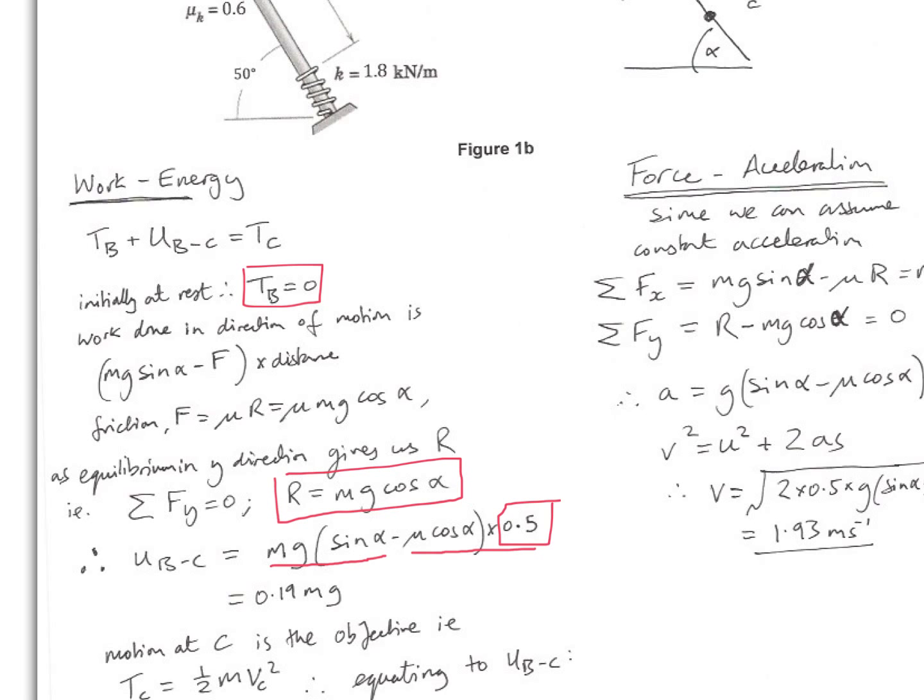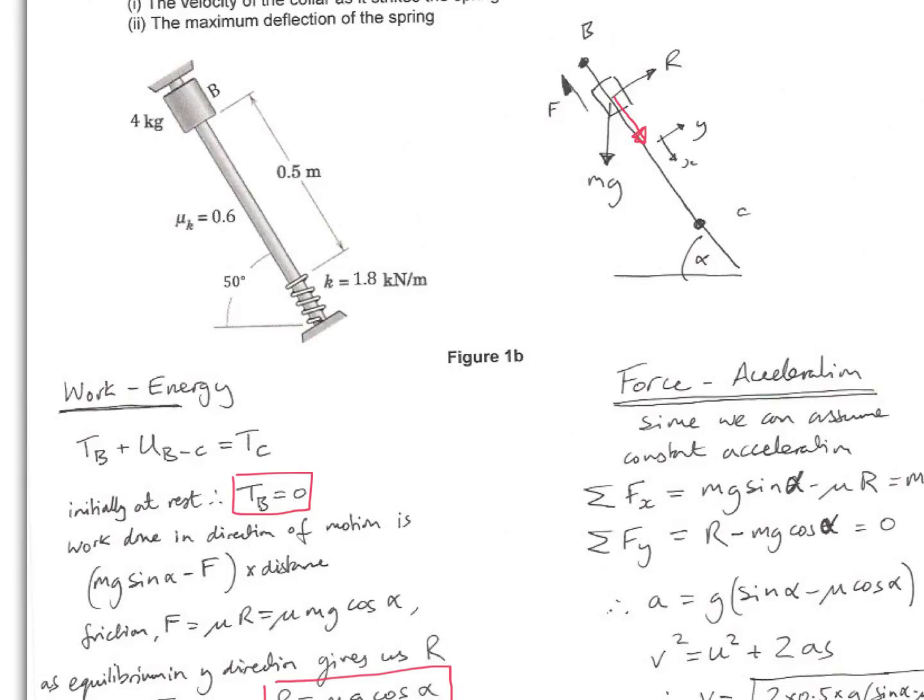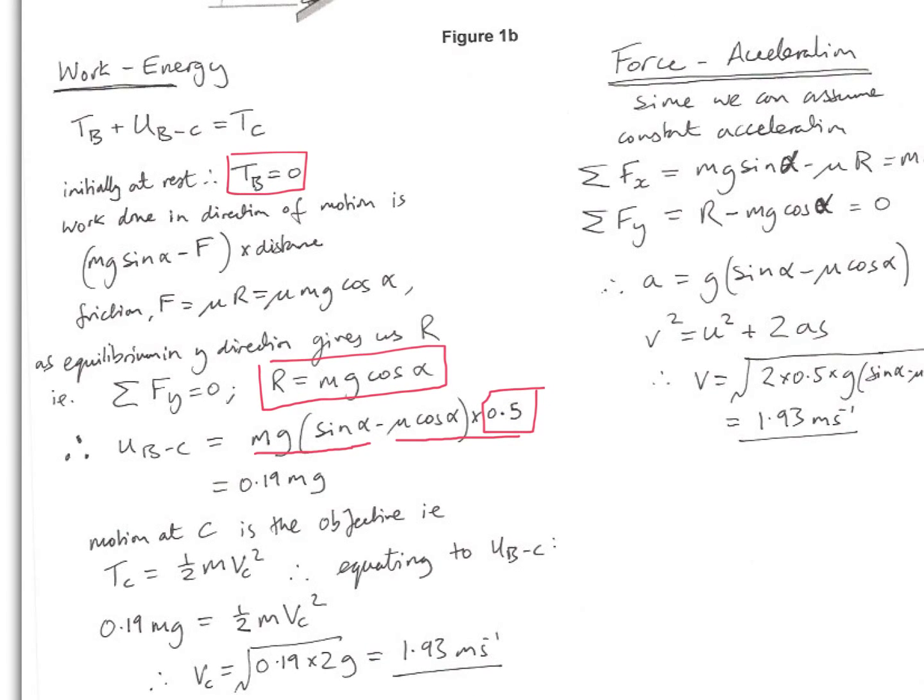Show that R is going to be equal to the component in the normal direction of the weight, so it's going to be mg cos theta. Once you've found R, you can find friction, and you can work out that the work done between B and C is just under 0.2 times the weight.